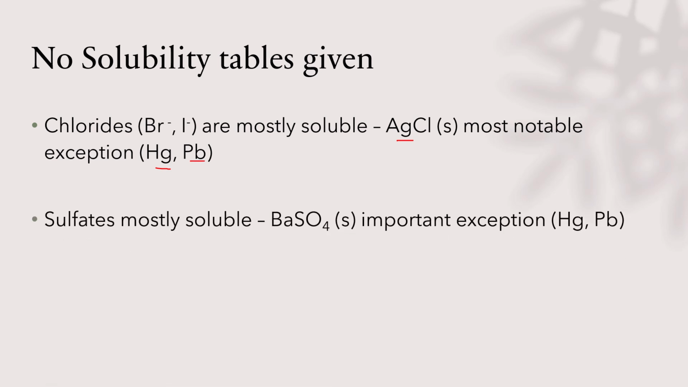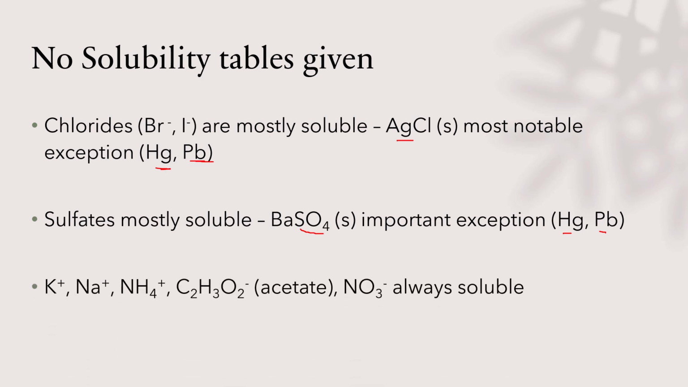Sulfates are mostly soluble, so looking at a polyatomic here, SO4, sulfate. The exceptions, meaning when it's insoluble, are going to be when sulfate is with mercury or lead once again. So you're noticing the trend for insoluble, right? Mercury and lead. And last but not least, potassium ion, sodium ion, ammonium, and acetate, as well as NO3, the nitrate ion, are always soluble no matter what they're attached to.